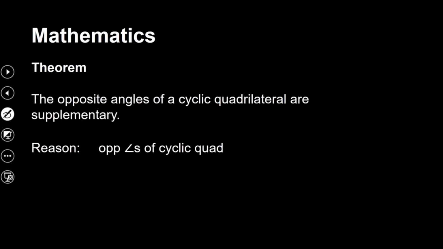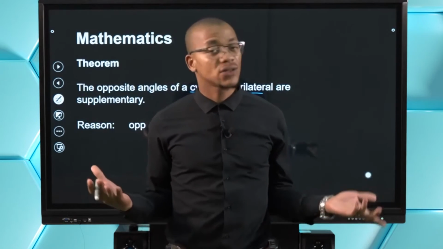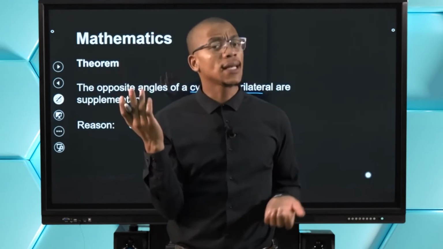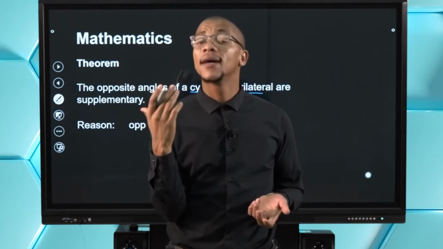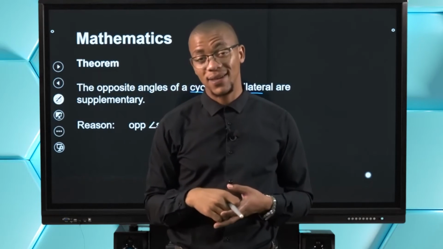Now, the opposite angles of a cyclic quad are supplementary. That's the theorem, right? Opposite angles of a cyclic quad. With this one, I always get people asking me, if I have a quadrilateral and it is not concyclic, is it then a cyclic quadrilateral? If this property holds, yes, it is a cyclic quadrilateral.